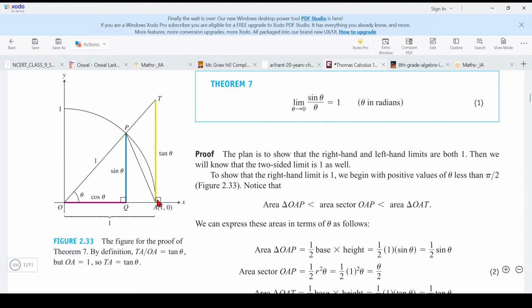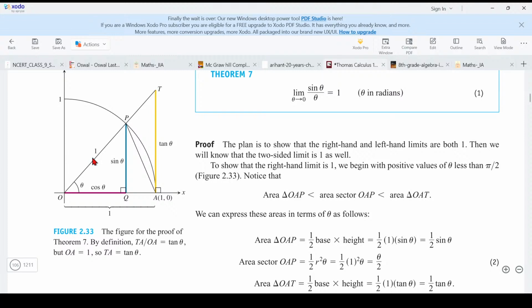What is the area of this sector? Half r square theta. Agreed? R is again 1 and theta is theta, so half theta basically. And what is the area of the bigger triangle? This is theta, and this is 1. Obviously, this should be tan theta.